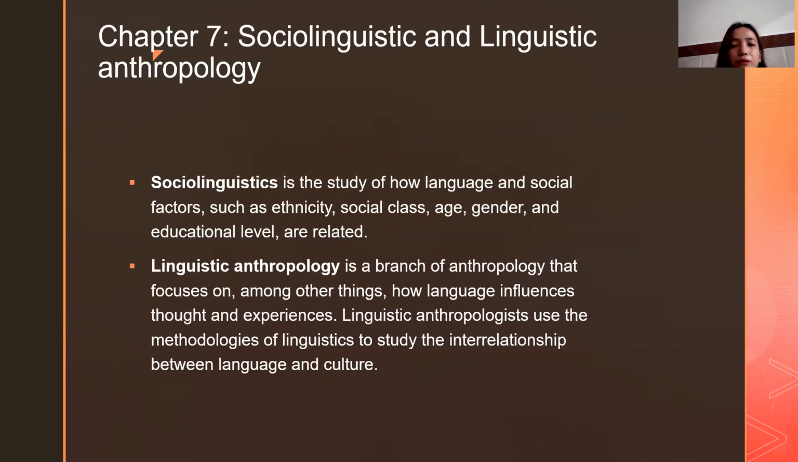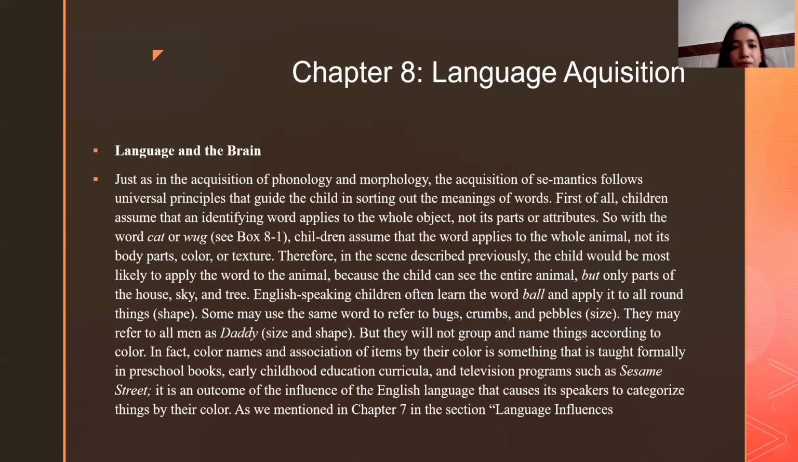So let's talk about chapter 7, sociolinguistics and linguistic anthropology. Sociolinguistics is the study of how language and social factors such as ethnicity, social class, age, gender, and educational level are related. Linguistic anthropology is a branch of anthropology that focuses on, among other things, how language influences thought and experience. Linguistic anthropology uses the methods of linguistics to study the interrelationship between language and culture.